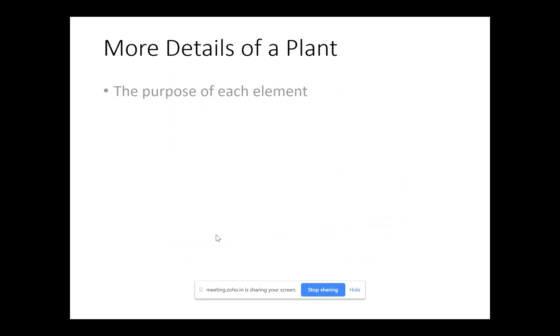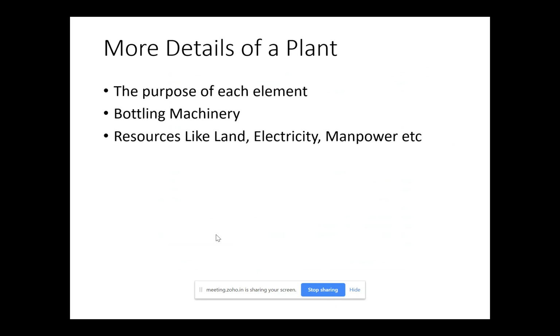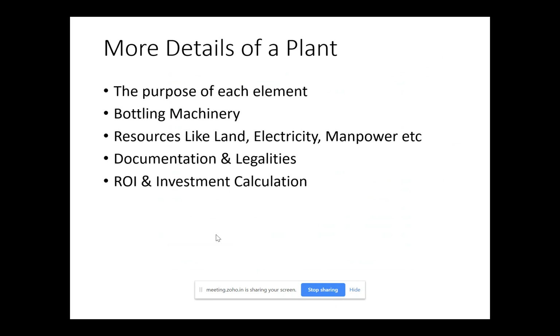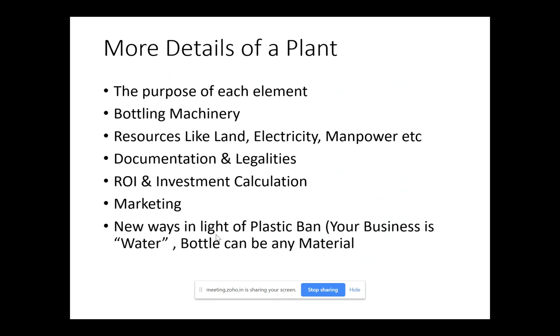And more details of a plant: what is the purpose of each element? Bottling machinery, what are the bottling machines? Resources like land, electricity, power, etc. Documentation and legalities you need for that. ROI and investment calculation, that is what you need before starting a plant. Marketing, what kind of strategies you need for marketing. New ways in light of the plastic ban. You know very well that there is going to be a single use plastic ban, which includes bottles too. So you have to recycle bottles and you can use them. But before doing anything like that, you should know what is first, because your business is water.